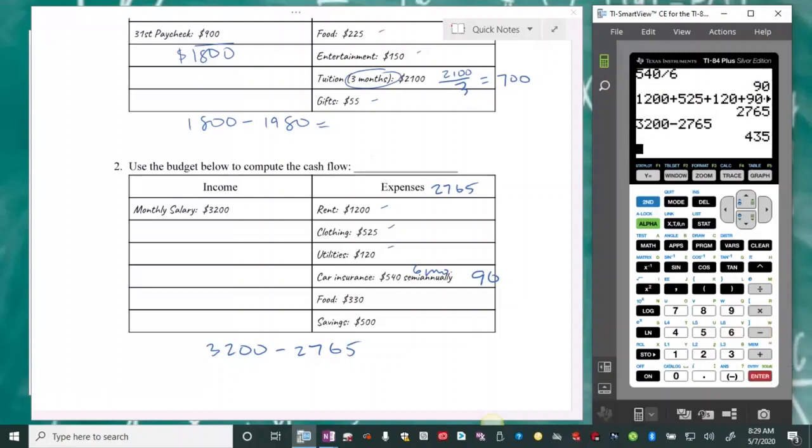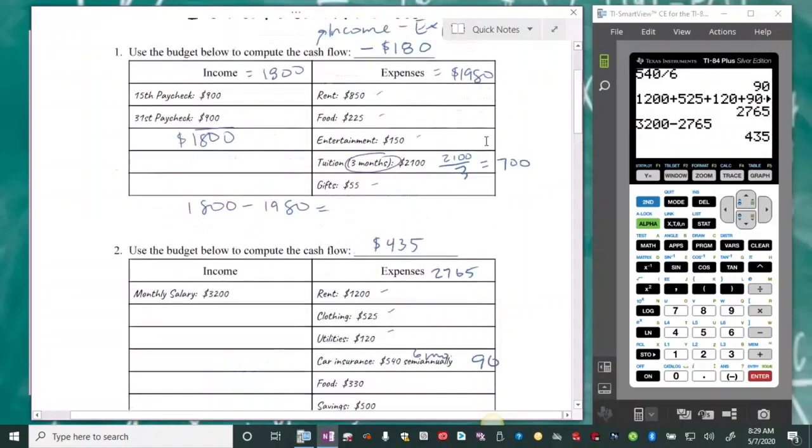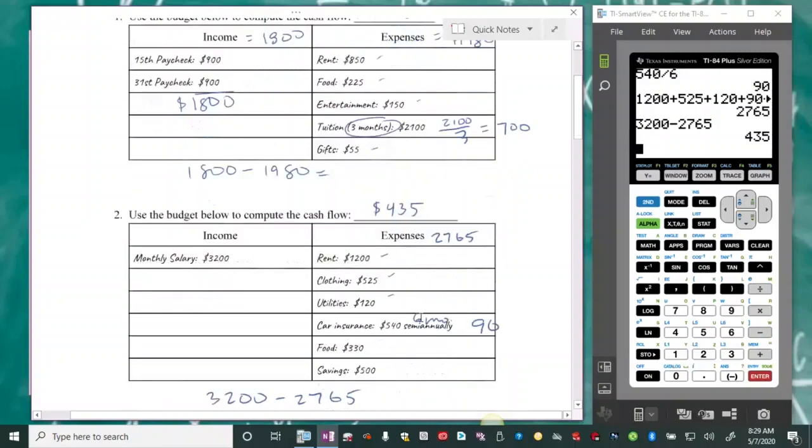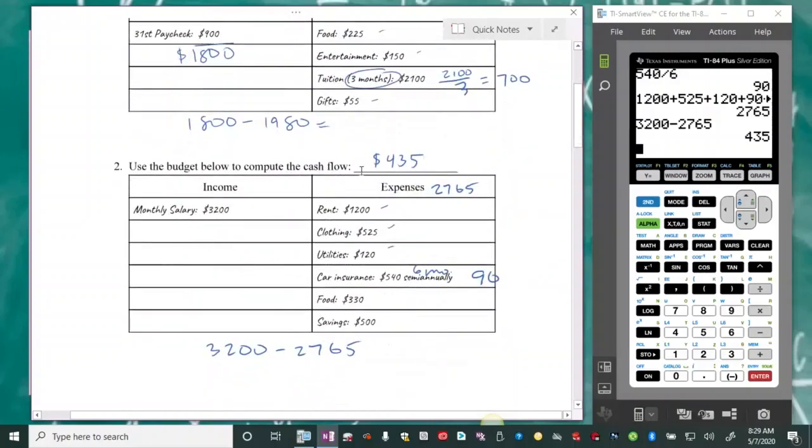This time we have a positive cash flow, $435. In both of these examples, if this was a monthly budget that you were creating, both of these would need adjustments. That's step 4 of that budgeting process. So for number 1, we're going to need to either figure out some more income or figure out how to cut $180 out of our expenses. In the budget for number 2, we have a positive cash flow, which is great.